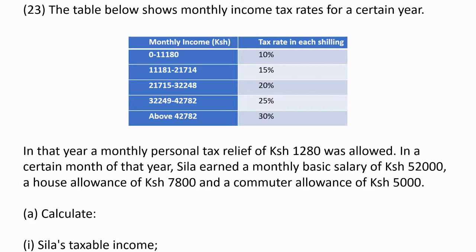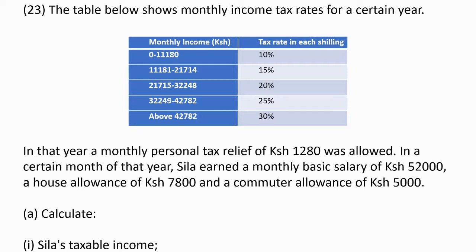Question 23. The table below shows monthly income tax rates for a certain year. In that year, a monthly personal tax relief of 1,280 Kenya shillings was allowed. In a certain month of that year, Sila earned a monthly basic salary of 52,000 Kenya shillings, a house allowance of 7,800 Kenya shillings, and a commuter allowance of 5,000 Kenya shillings. Part A, calculate Sila's taxable income.